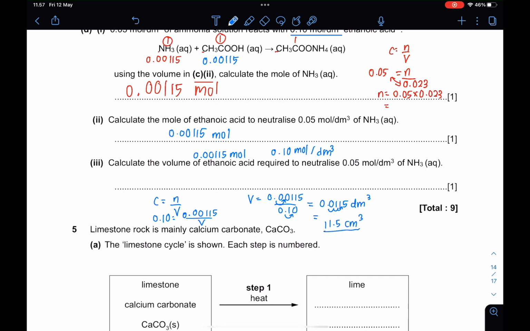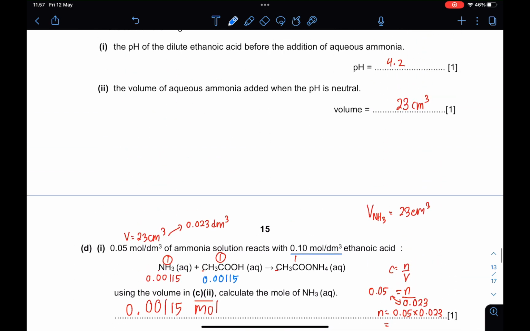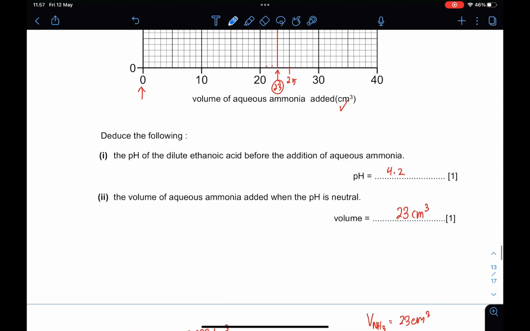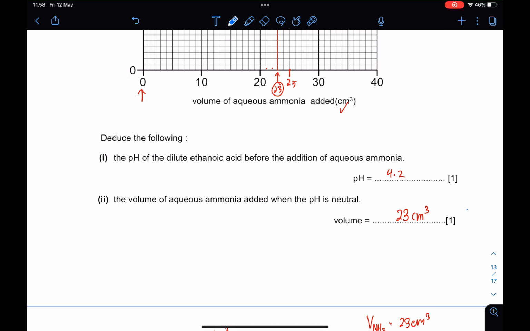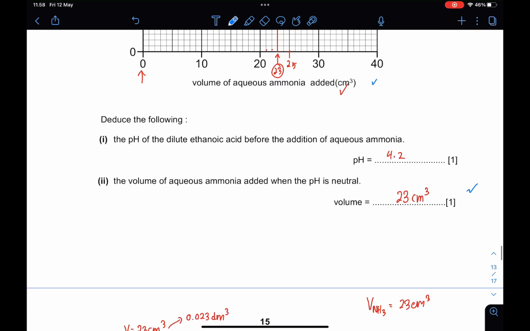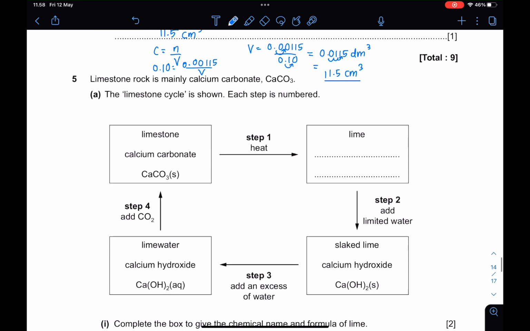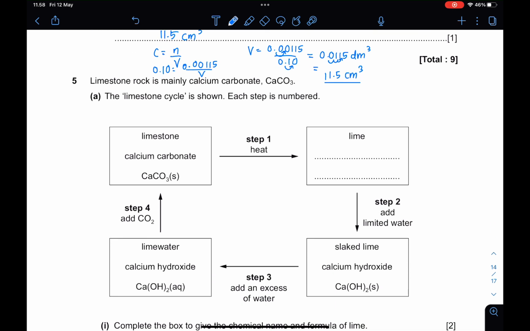dm cube, and you can change it into cm cube. You times by 1000, so that's going to be 11.5 cm cube. So you will get this as the answer. You can leave it in dm cube, or you can change it into cm cube. But since the question is dealing with cm cube, and earlier they have given the answer in cm cube, here we just keep it as cm cube. Okay, 11.5, don't forget the unit, very important, cm cube.